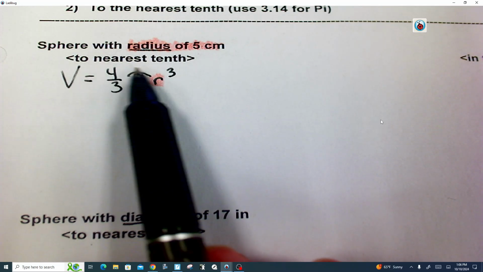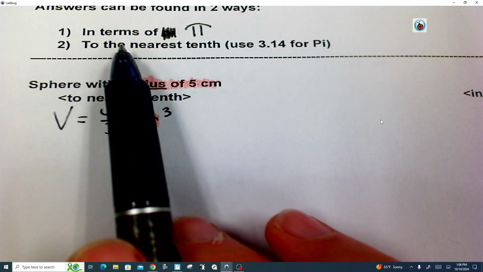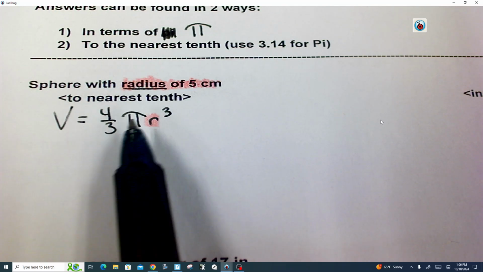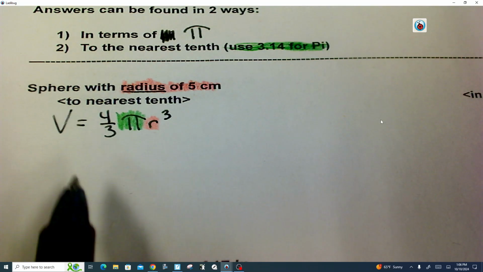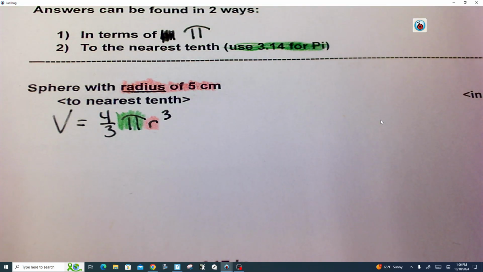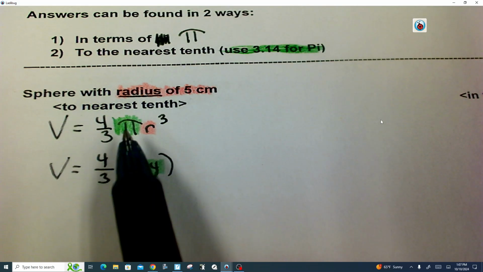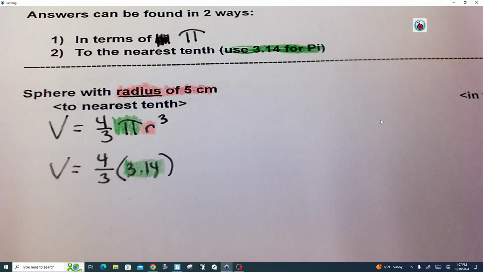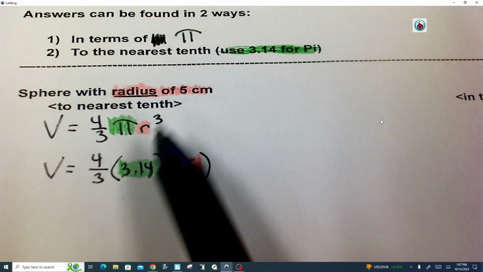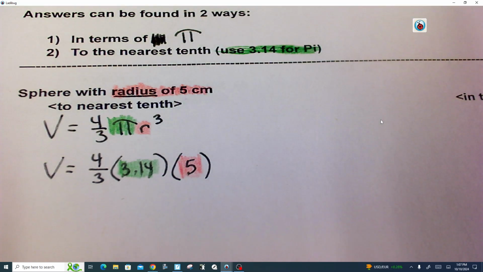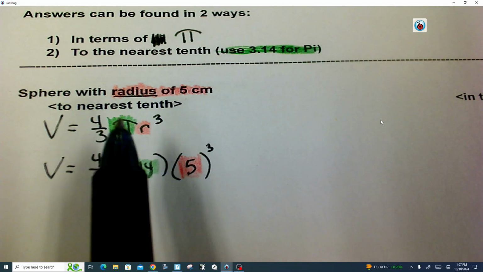Now, when they want you to go to the nearest tenth, do you see this right here? To the nearest tenth, use 3.14 for pi. So this is going to go to 3.14. And we just plug it into our calculator and we're finished. We have our volume. It's that simple. So 4/3 times the pi is 3.14, and then the radius is 5. I mean, they told us the radius is 5, so that r becomes a 5, but wait, it's going to be to the third power. Once you have that in, it's just a matter of rounding to the very first decimal place.